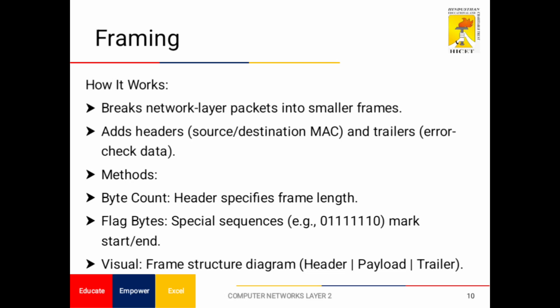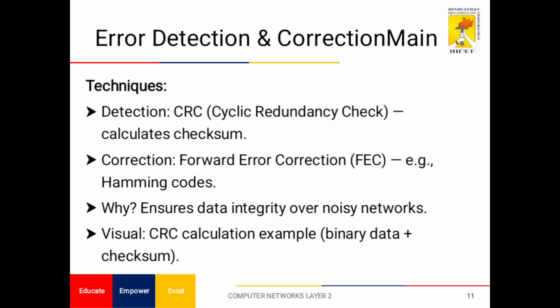Same as byte count, obviously we know the byte count. The header specifies the frame length; that byte specifies the frame's total length. The flag byte is a sequence of zeros and ones. It starts with a start flag and an end flag. The visual structure is header, payload, and the next one is trailer.